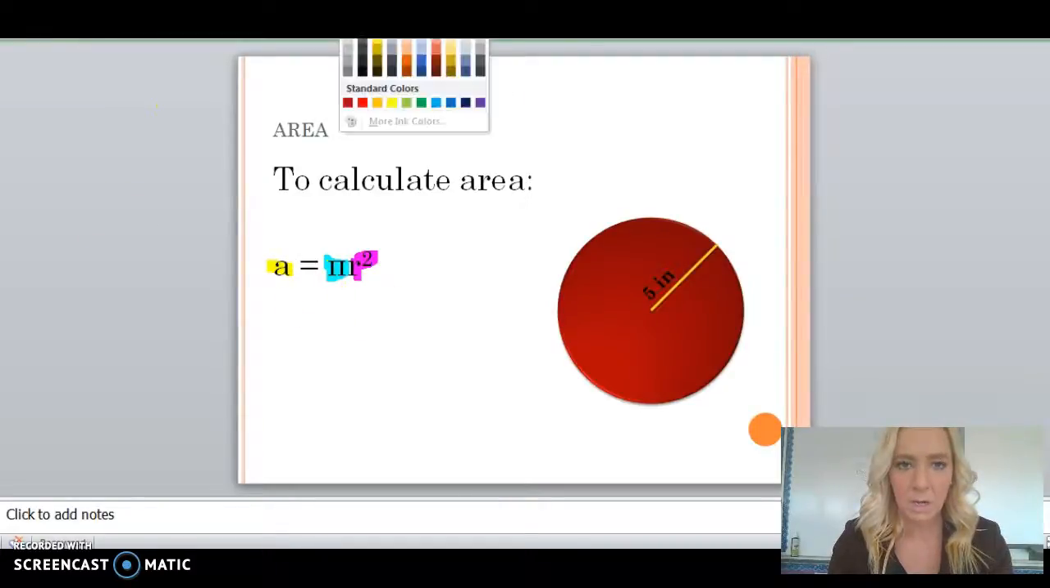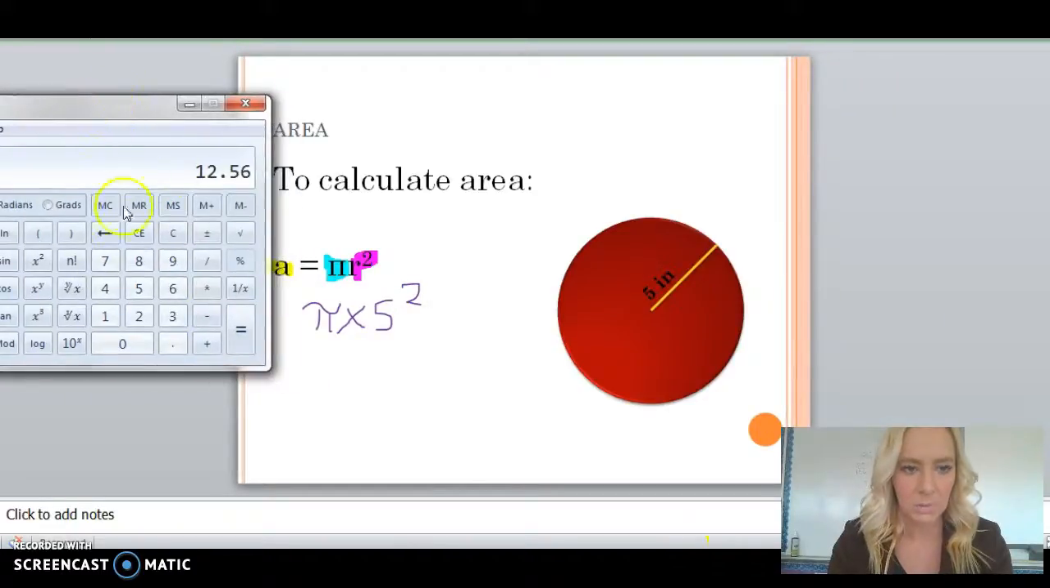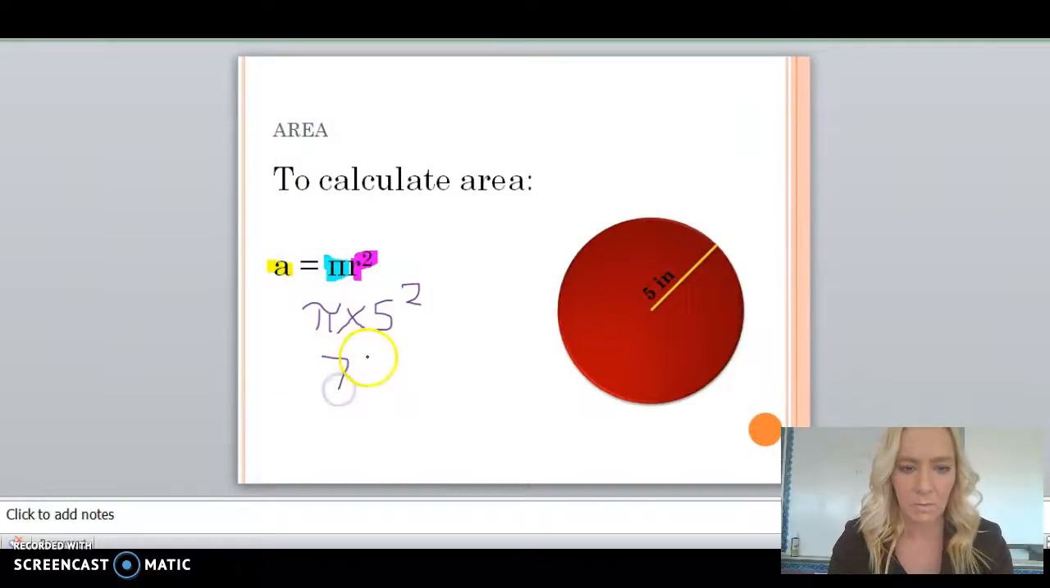So in this case here, we're going to take pi, or 3.14, times the radius squared. So I'm going to use my calculator for this computation. Let's take 3.14 times 5 squared, which is 78.5 inches. In this case, inches squared.